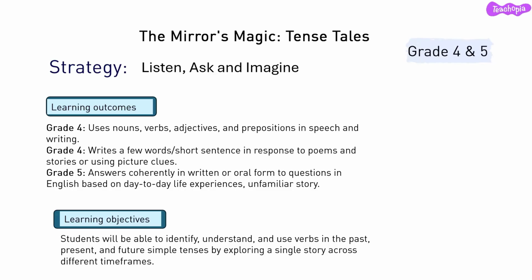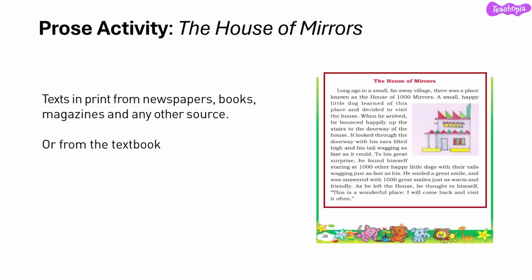And the learning objective for these outcomes is: students will be able to identify, understand, and use verbs in the past, present, and future simple tenses by exploring a single story across different time frames. The first activity is the prose activity, which we have taken from the textbook, or else you can take it from newspapers, books, magazines, or any other source related to the storytelling approach.